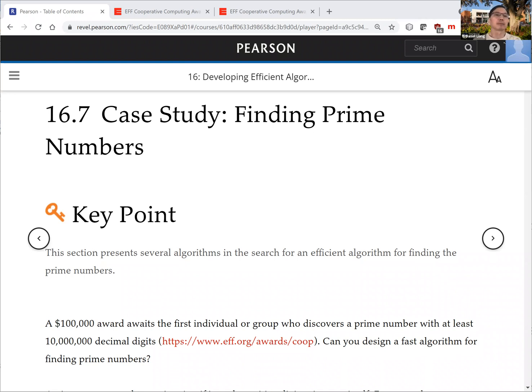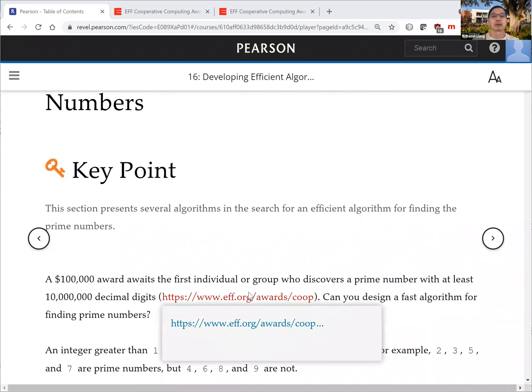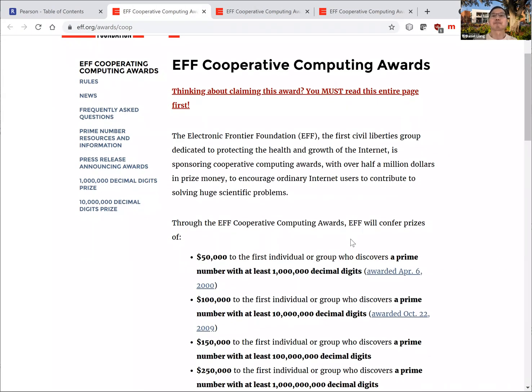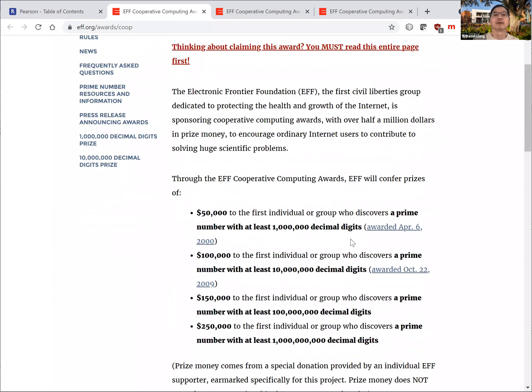Prime numbers have many applications. There is a lot of research underway to discover large prime numbers. Here's the website that gives awards for the discovery of very large prime numbers.